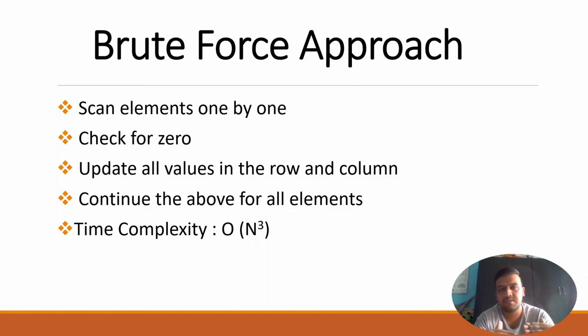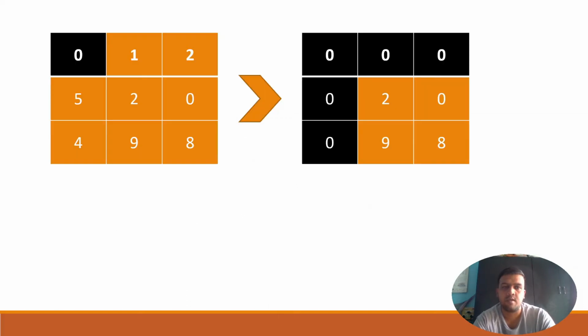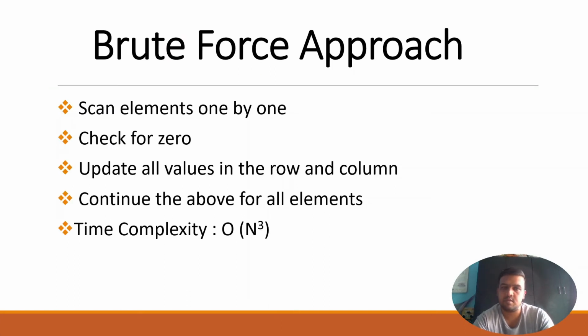What will happen? We'll have two loops, one for the row and one for the column, and then we will check for the zeroness of the value. If we find the value is 0, then we'll have another two loops, or another nested loop, for updating the values of the row and column to 0. So essentially, in the worst case, it will turn out to be an n cube operation. But there's a problem in this approach.